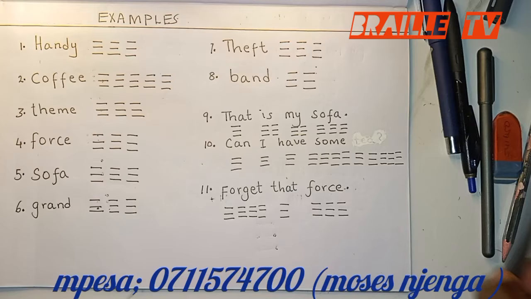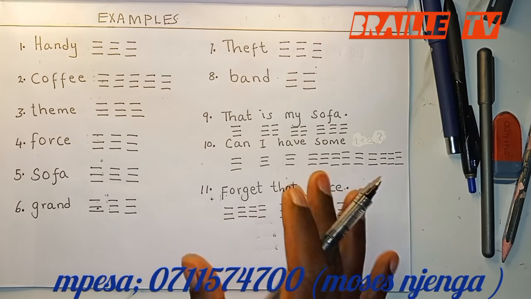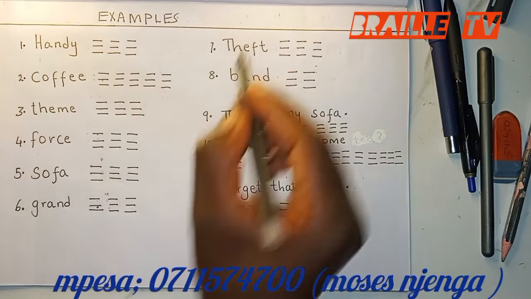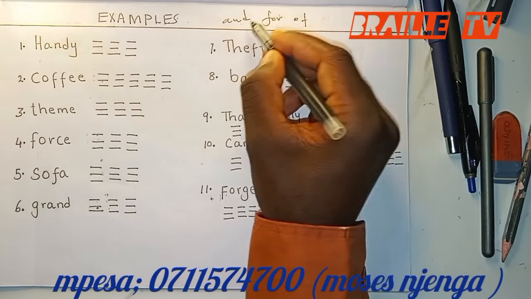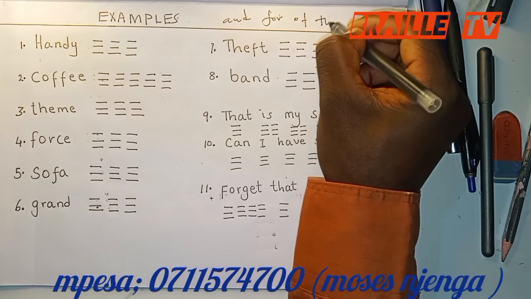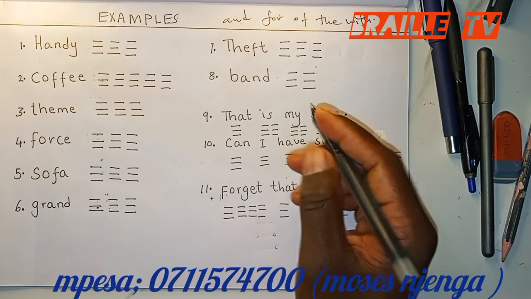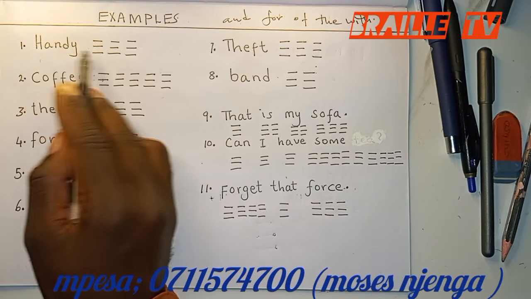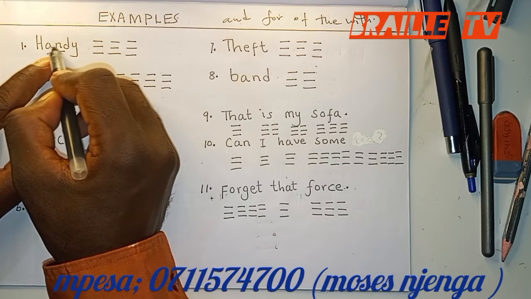Okay, now the examples are here. Let us write them very fast together and see what we are supposed to do when we get "and", "for", "of", "the", and "with" in any word. Okay, in any word. Handy. So there is "and" here. So in this case, you are not going to write H-A-N-D-Y.